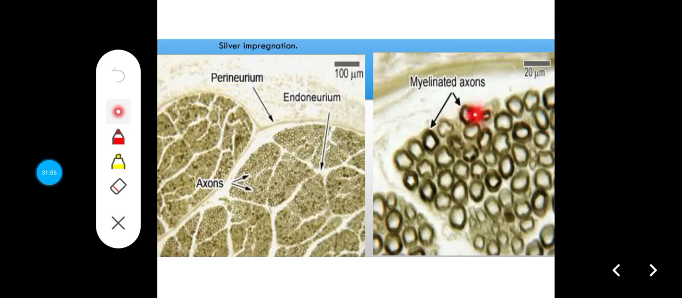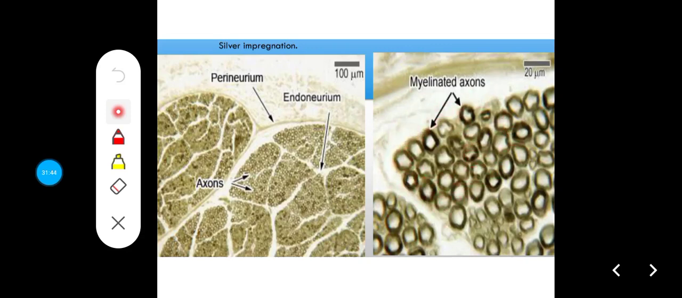So the myelin sheath surrounds the nerve fibers, the axons. So you can see this. Then the nerve fibers are arranged in bundles or fascicles. So this is the fascicles. The fascicle is lined by perineurium. Now, each single nerve fiber is surrounded by endoneurium. Then a bundle of nerve fibers is surrounded by perineurium. So the perineurium covers the fascicles.